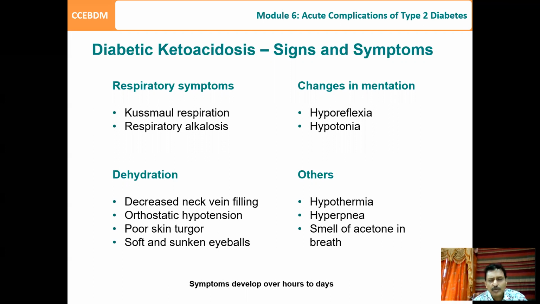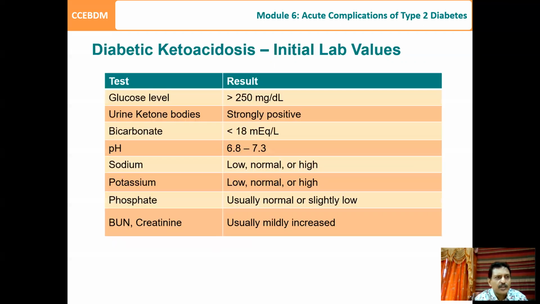And the patient, as I've told you, may not have all the symptoms. The patient may come with only a few symptoms out of the whole list, and we have to check the glucose, look at the urine ketone, and if both are positive, we have to check the arterial blood gas to see whether the patient is suffering from diabetic ketoacidosis or not.